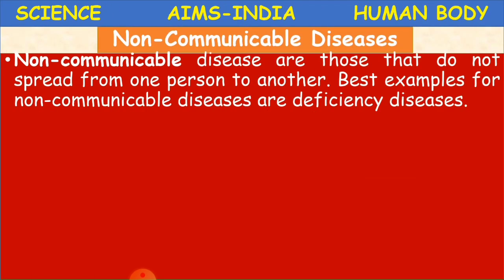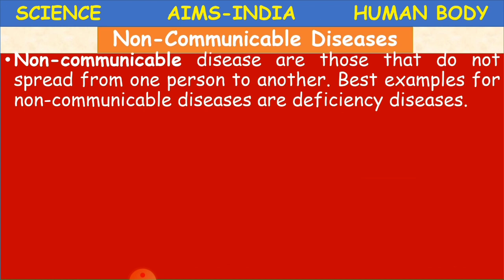Non-communicable diseases. What are non-communicable diseases? They are those that do not spread from one person to another. The best examples of non-communicable diseases are deficiency diseases. So, what are non-communicable diseases, children? They are not going to spread from one person to another person.